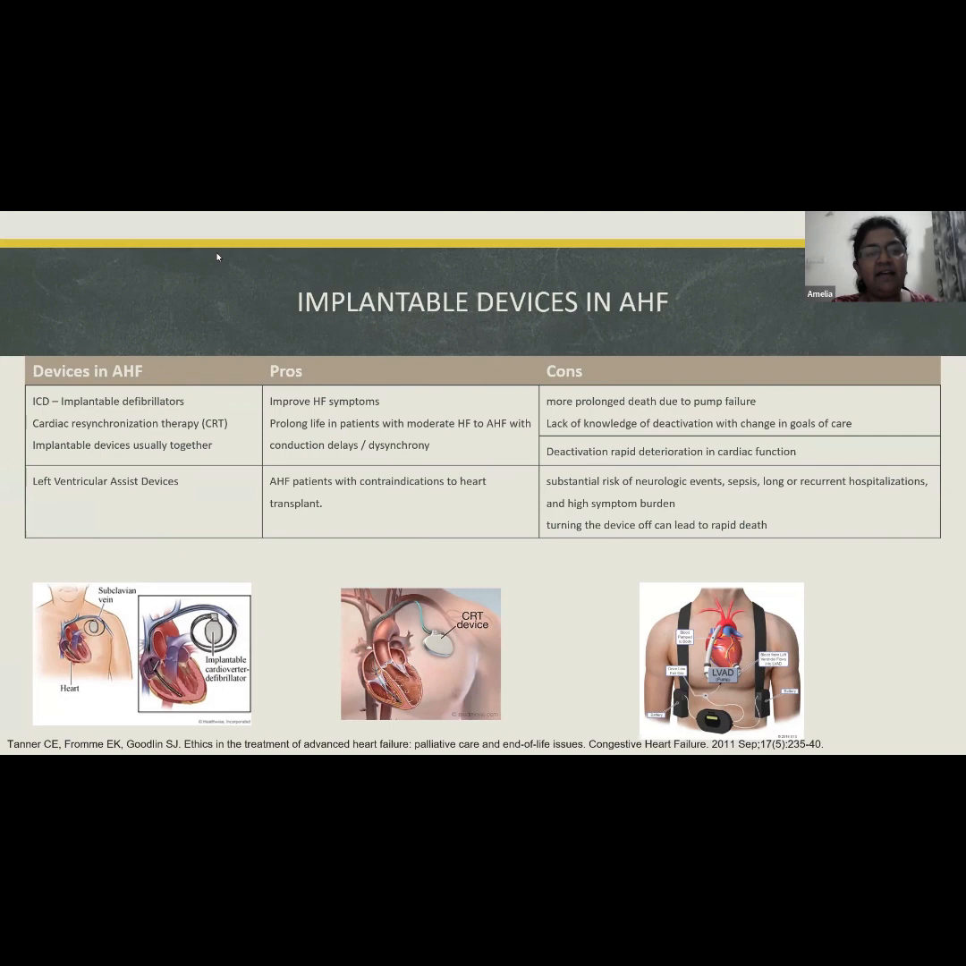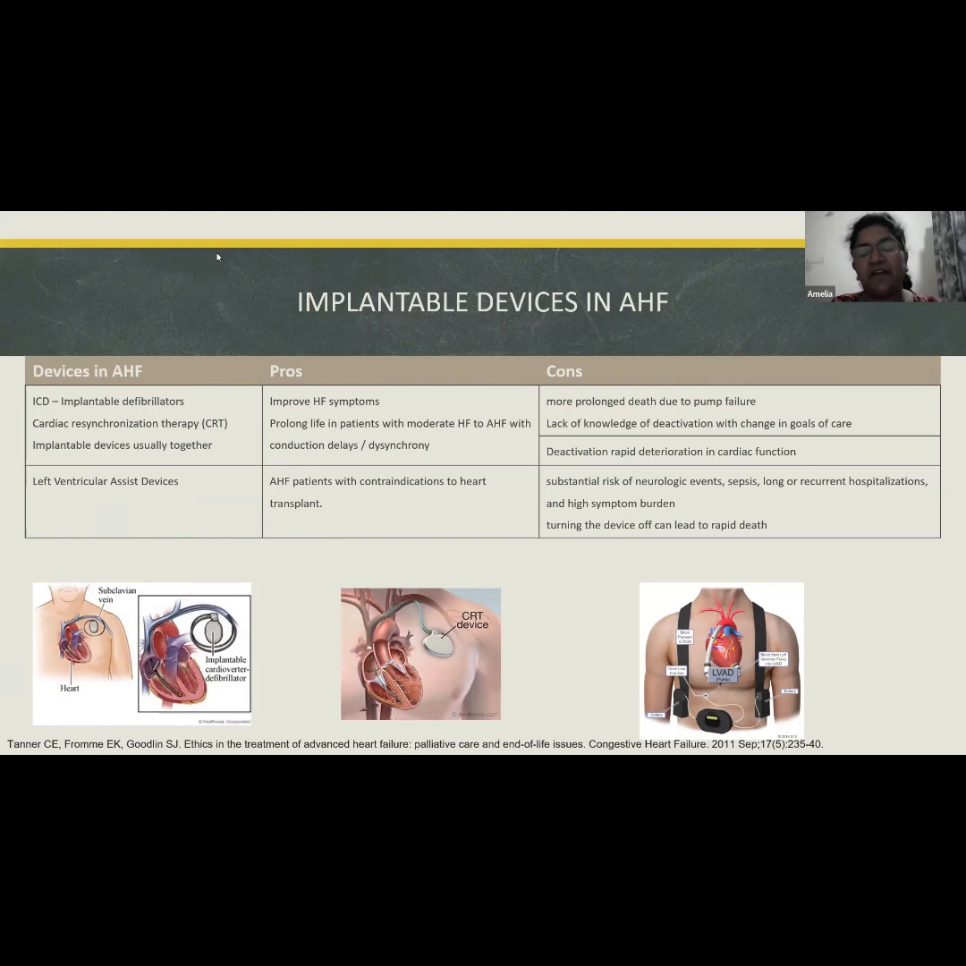Left ventricular assist devices also come with substantial risks, including infection, long-term hospitalizations, and symptom burden. So remember that when we talk to patients who have these devices, if we are talking about turning them off, inotropes are not going to sustain their hemodynamic status nor prolong their life. So the talk would be that if we are turning these devices off, we would be expecting an imminent demise.